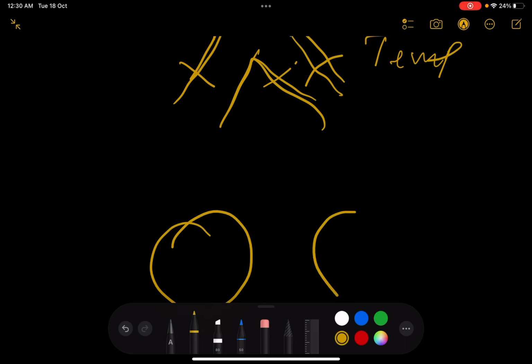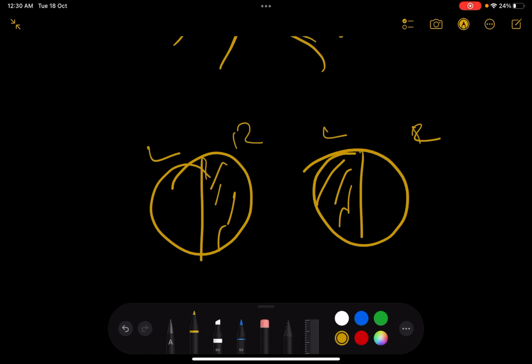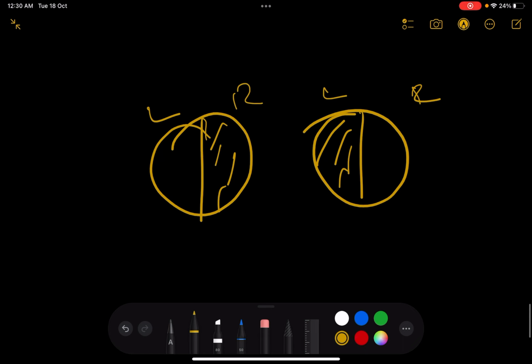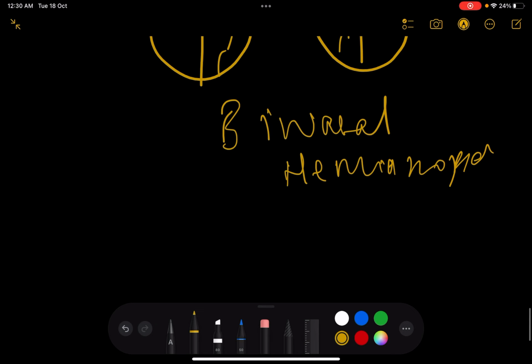So what's going to happen is that there are going to be two visual fields affected. The temporal fibers are affected, which means that the nasal field is affected, on the right and the left. So what can we call it? We can call it binasal hemianopia, or bilateral nasal field loss.